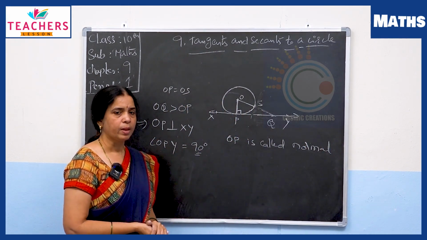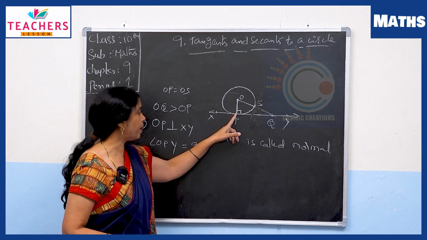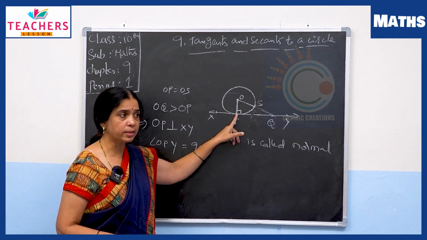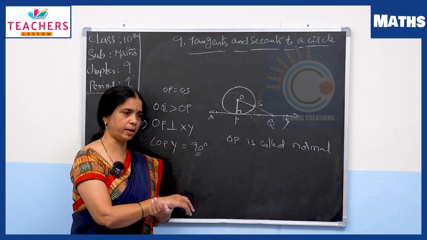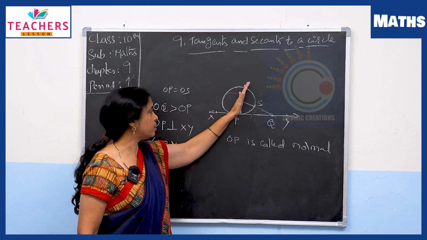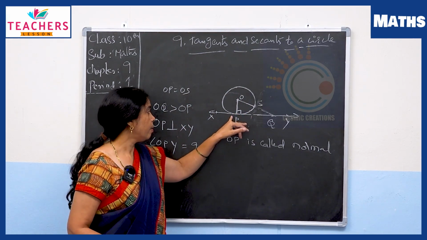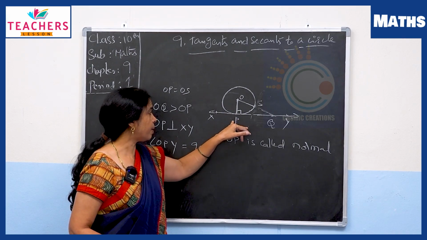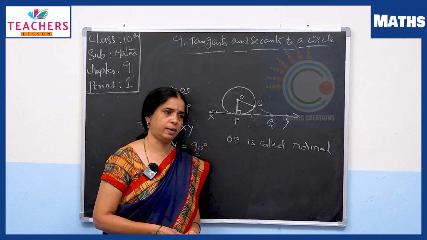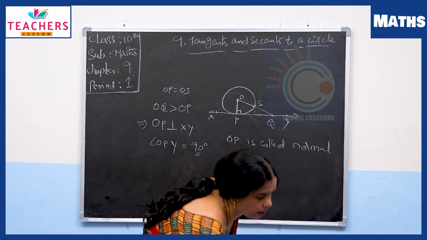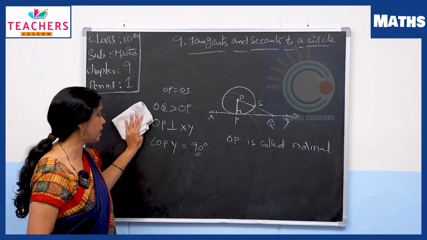Got it? Yes. Now, always remember: any line perpendicular to the tangent at the point of contact passes through the center. I am saying the reverse as well. If a line passes through the center, it is perpendicular to the tangent at the point of contact. Now you can find the length of the tangent. How we will see now. What is the length of the tangent?